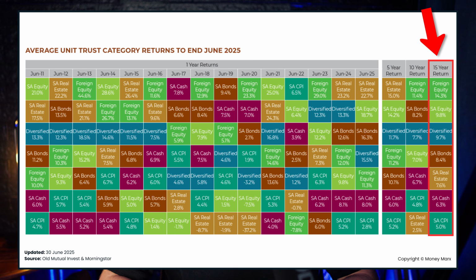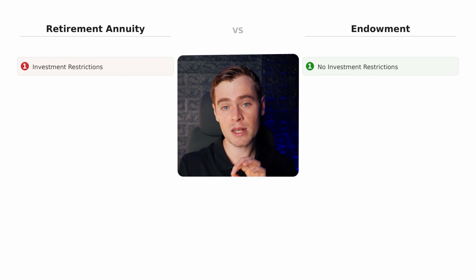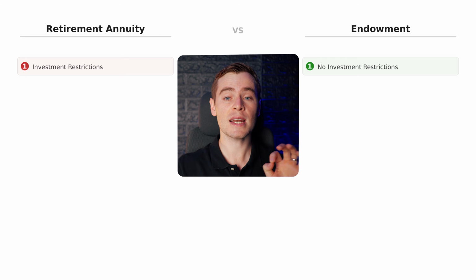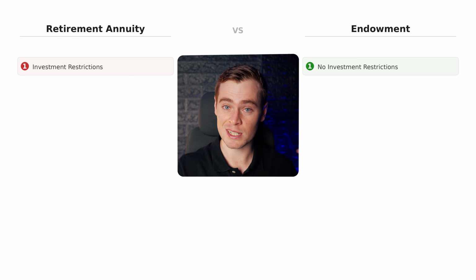This can be a bummer for someone young who has a long time horizon to invest, as foreign equities have historically outperformed all of the other asset classes over the long term. Now, this limitation does not exist within an endowment, and depending on the investment platform you choose, you can go 100% offshore equities if you want to.